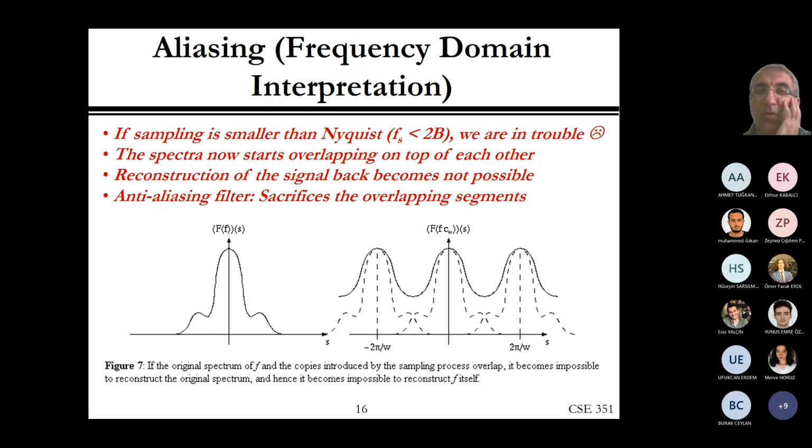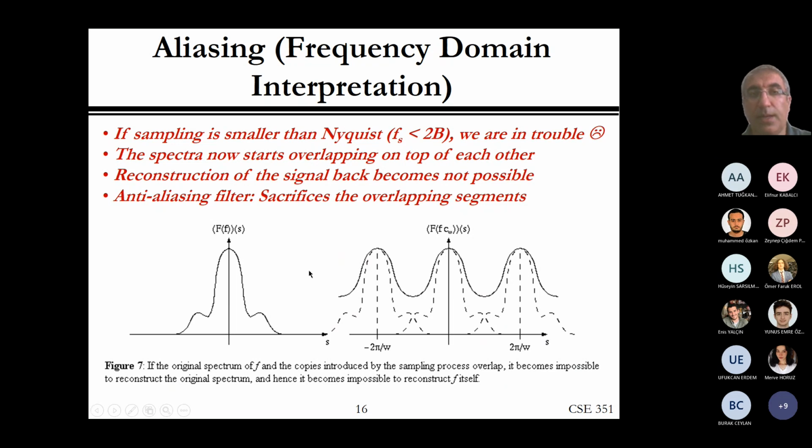But we have some problems if the signal is undersampled. What does undersampling mean? If your sampling time is smaller than the Nyquist rate. In other words, the sampling frequency Fs is less than 2 times the bandwidth of your signal, then we are in trouble.